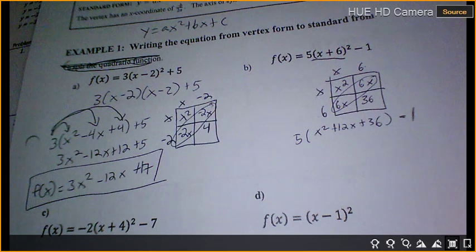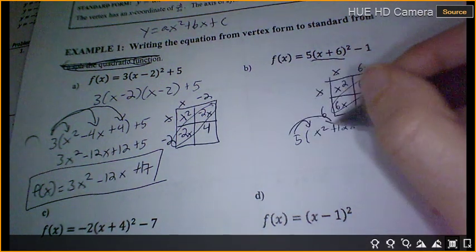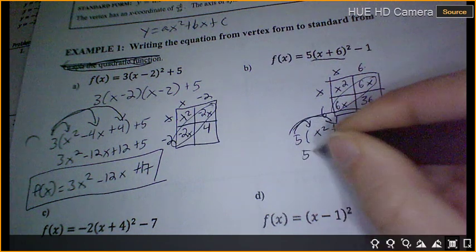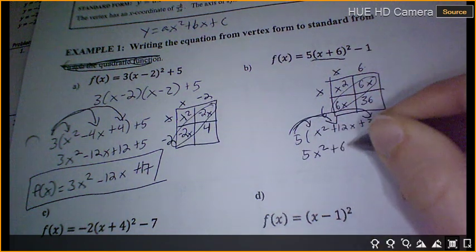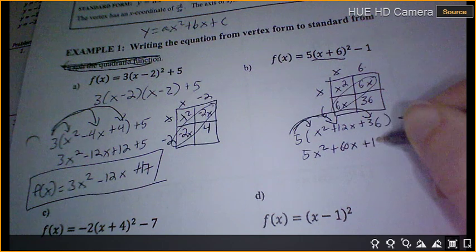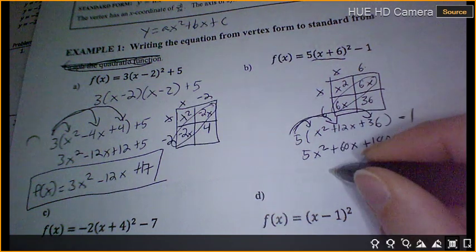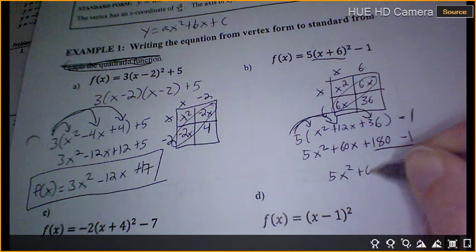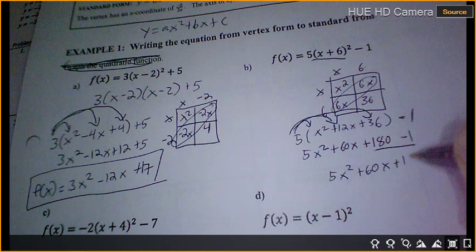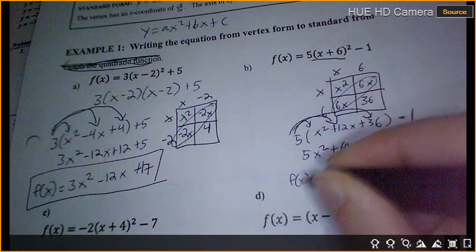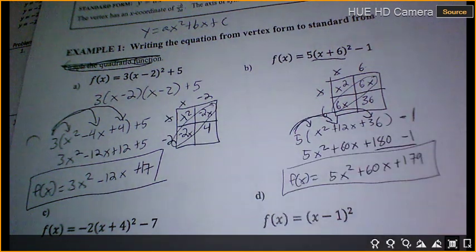Okay, now I'm going to distribute 5. And I get 5x squared plus 60x plus 180 minus 1. So then I will just combine these two like terms at the end: 5x squared plus 60x plus 179. And that's what f of x equals, or what y equals. That is now in standard form. You could put y equals if you don't want to. Yes. Yep. And this is important because we're going to have to do it the other way later.